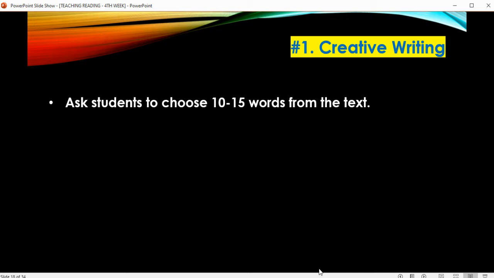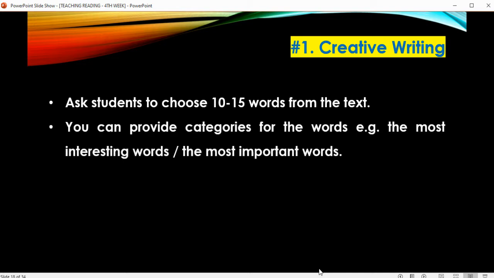For example, ask students to use 10 to 15 words from the text. Now, this is an advice. It's not necessary to be 10 to 15. It depends on you. You can provide categories for the words, the most interesting words, the most important words. Notice, first they choose some words from the text. Could be new, could be some that they knew. Then you're going to give some categories in order to classify the words. The most interesting words, you could say, choose the 10 most interesting words or the most important words in the text.